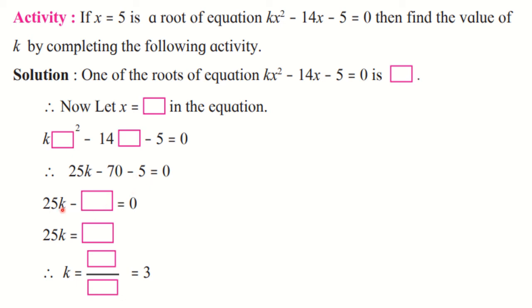So you will get 25k minus 75 is equal to 0. And therefore, in the next step, this minus 75 is shifted to RHS. So here you will get plus 75. And therefore, k is equal to 75 divided by 25. That is 3. Okay.